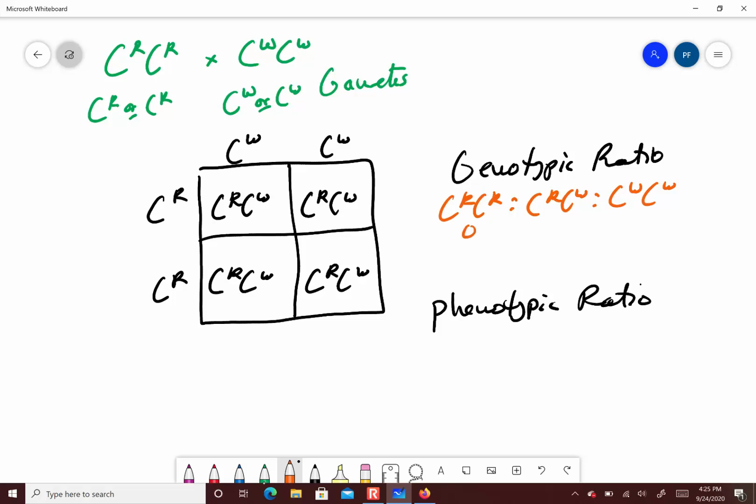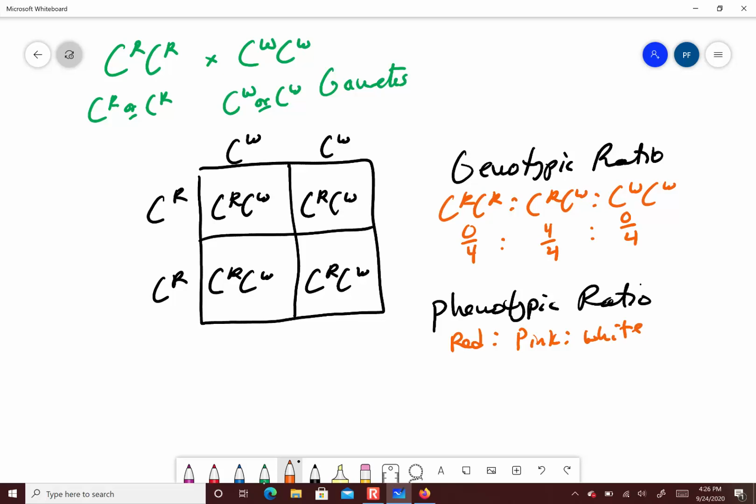So CR, 0 out of 4. CW, 4 out of 4. CW, 0 out of 4. And then for phenotypes, remember every genotype here is going to have a phenotype. So if it's CR, it's red. CW is pink. CW is white.